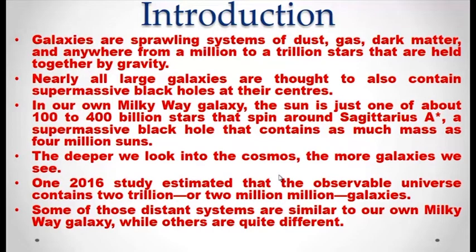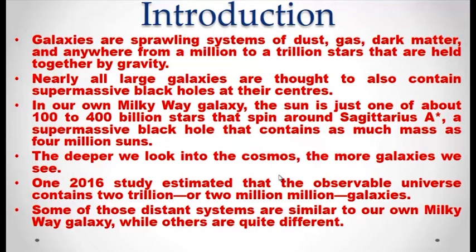Nearly all large galaxies are thought to also contain supermassive black holes at their centers. Our Milky Way galaxy also spins around Sagittarius A, a supermassive black hole that contains as much mass as 4 million suns. So, such a high mass black hole is at the center of our own Milky Way galaxy.